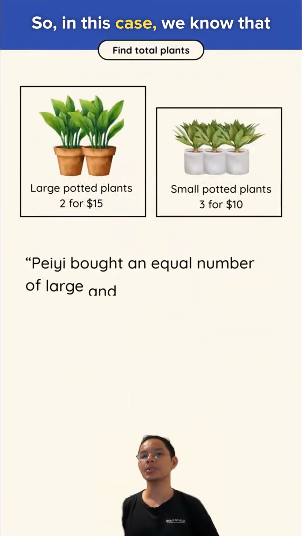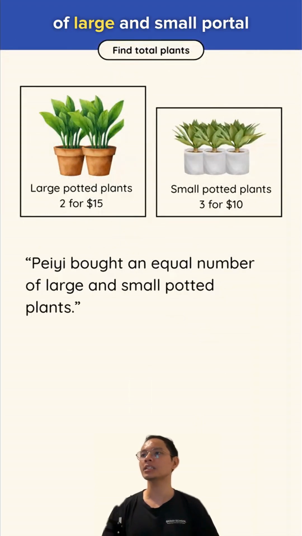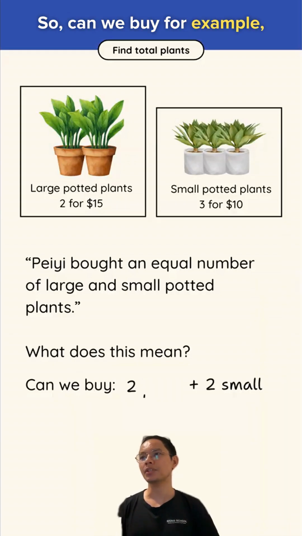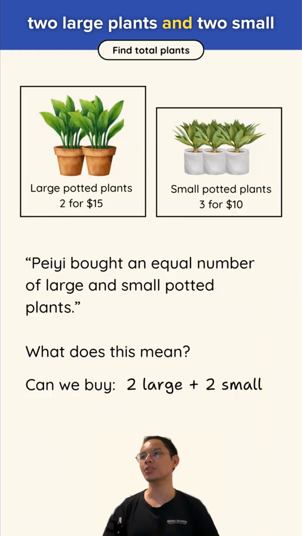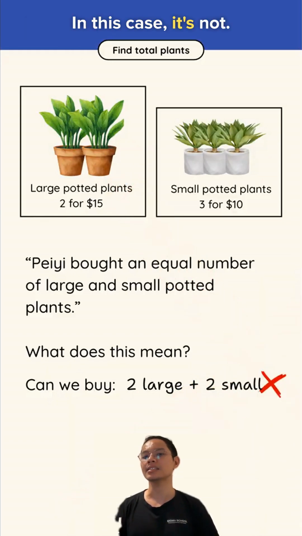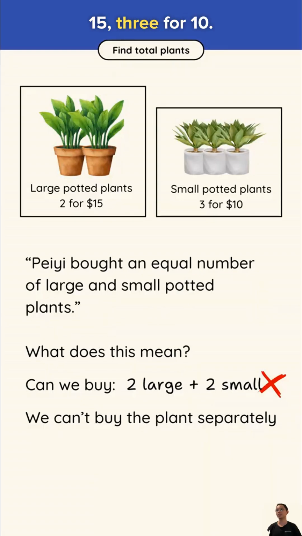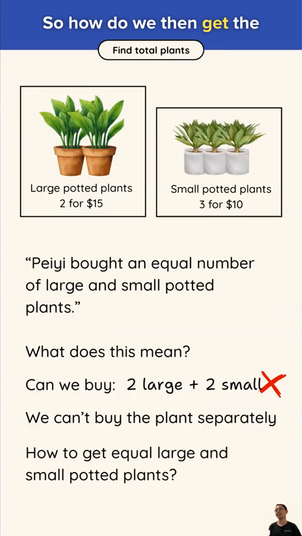So in this case, we know that Pei bought an equal number of large and small potted plants. So what does this mean? Can we buy, for example, two large plants and two small plants? In this case, it's not, because we can't buy the plants separately, since they are sold in bundles, right? Two for 15, three for 10. So how do we then get the equal large and small potted plants?